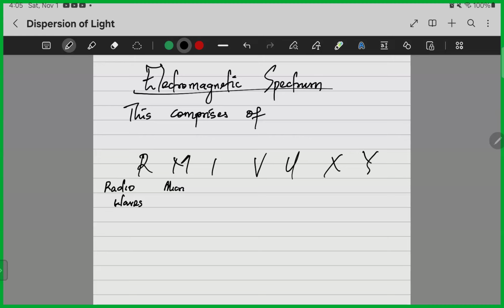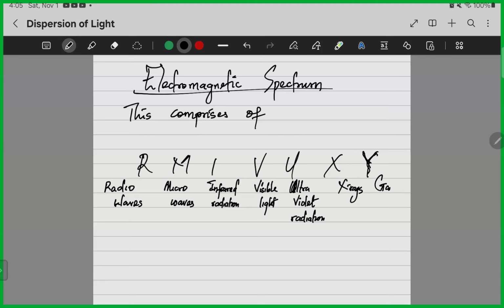This is microwaves. This is infrared radiation. This one is visible light. This one is ultraviolet radiation. This one is X-rays. And this G stands for gamma rays. Just know RMIVUXG like this.